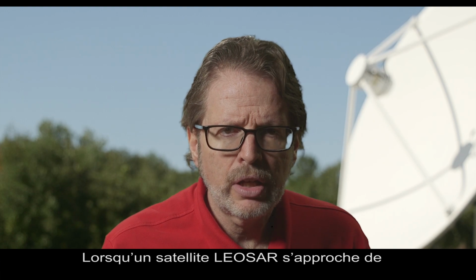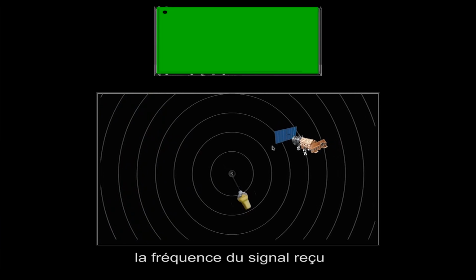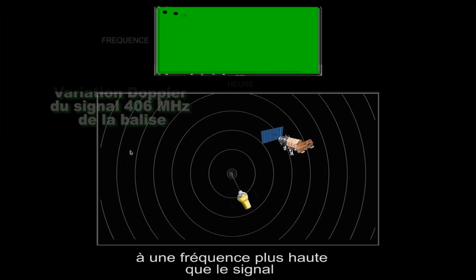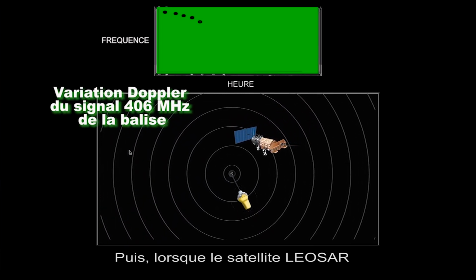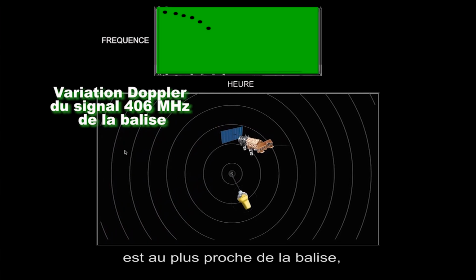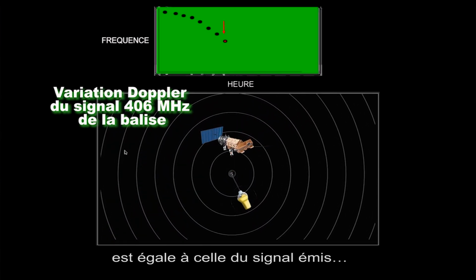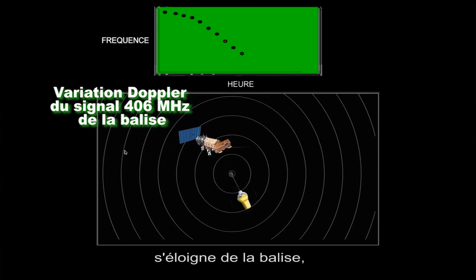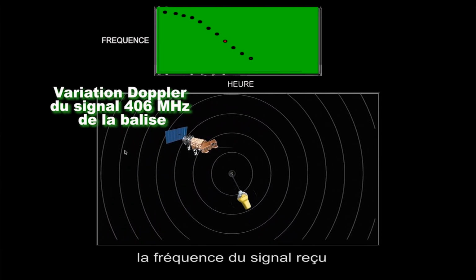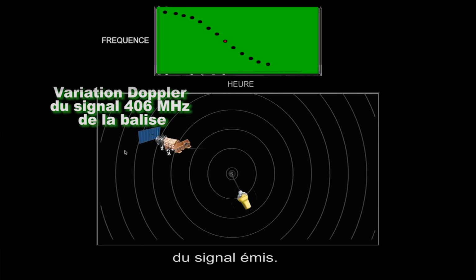As a LEO SAR satellite approaches the activated distress beacon, the frequency of the signal received by the satellite appears to be at a higher frequency than the signal transmitted by the beacon. Then, as the LEO SAR satellite is at its closest point to the beacon, the frequency of the received signal is equal to the transmitted signal. Then, as the LEO SAR satellite moves away from the beacon, the frequency of the received signal appears to be lower than the frequency of the transmitted signal.